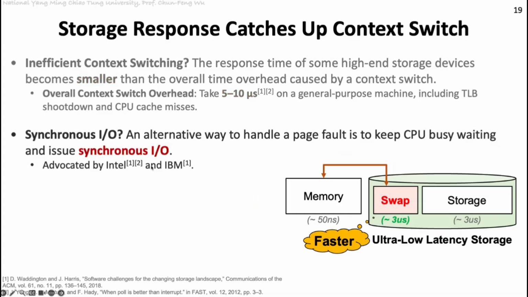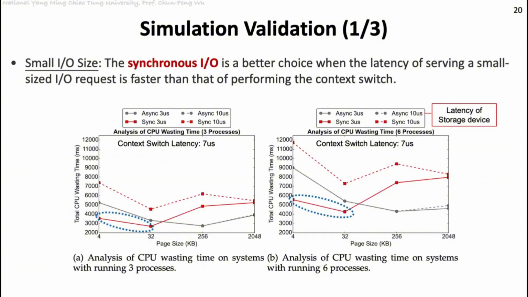To serve this super fast storage device, Intel and IBM propose using synchronous I/O. Synchronous I/O is quite easy: just let the CPU busy wait for the device I/O. For example, if the data is in the storage device and the CPU needs the data, because we know this is an ultra low latency storage device, the CPU just busy waits there. The CPU will not do any context switch. It just waits for the I/O completion, and then the CPU can keep moving.